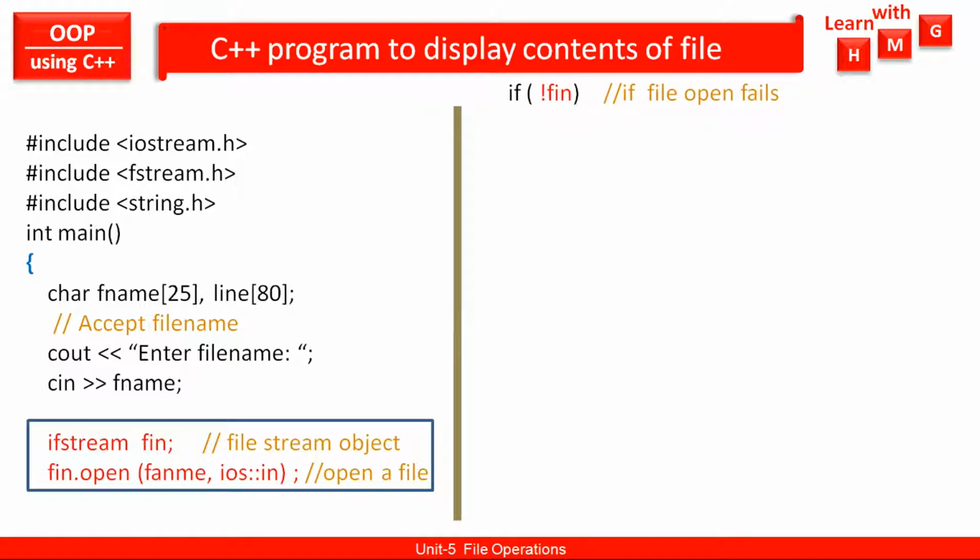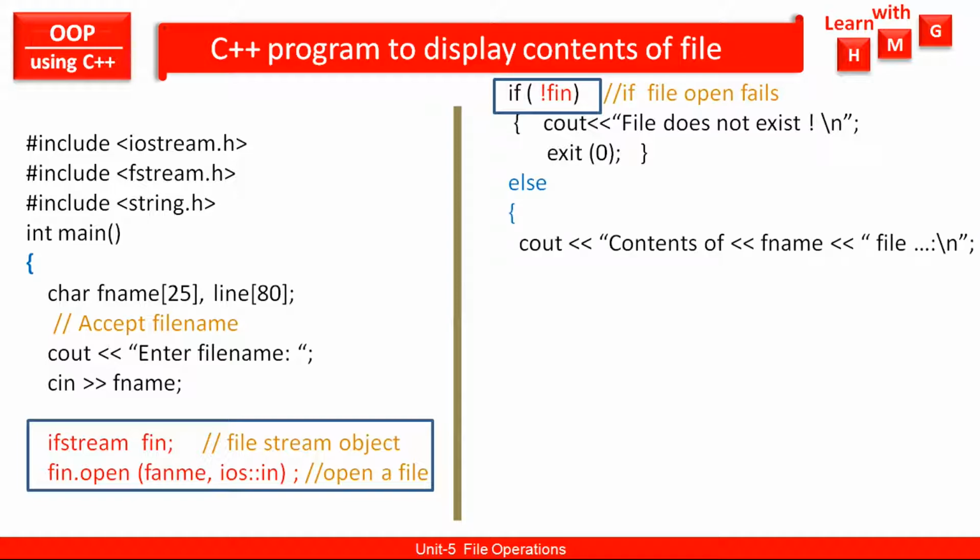Then let us check whether the file exists or not. For that, the if condition is like this: if not fin, that is, if the fin value is false, then you will display the error message file does not exist and exit from the program using the exit function. If the file exists, that is, if the fin stream object returns a true value, then you have to go for a read operation and display the contents on the screen.